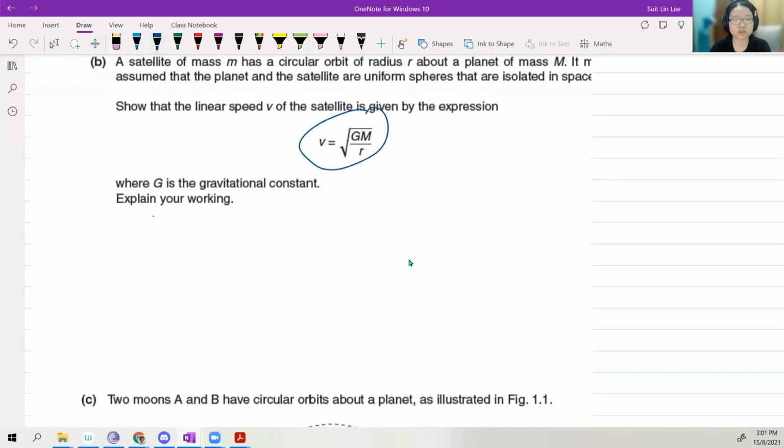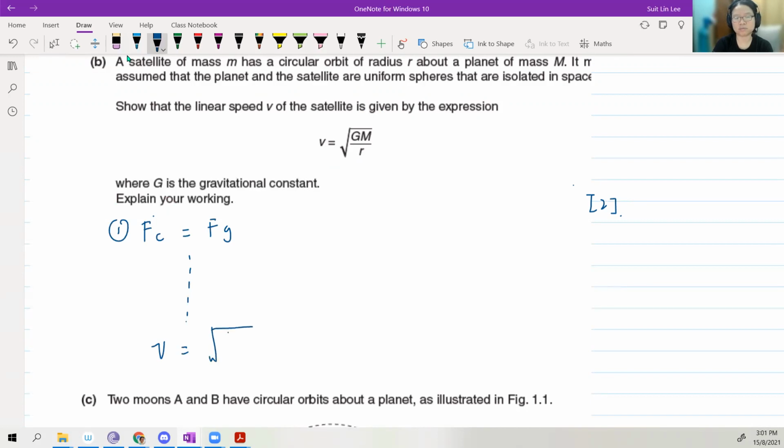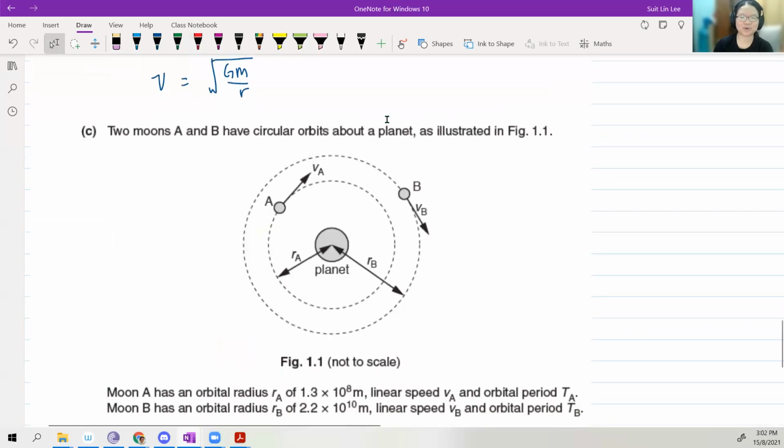So you want to show this equation, and I think I've shown it in the notes already before. This is 2 marks. The important marks to show, number 1, is centripetal force is equal to gravitational force, and then you work your way to V is equal to this one. So you start from here, and then you show your right substitution, basically mv squared over r, whatever this one is. You get 1 mark, leading to this one. Nice.